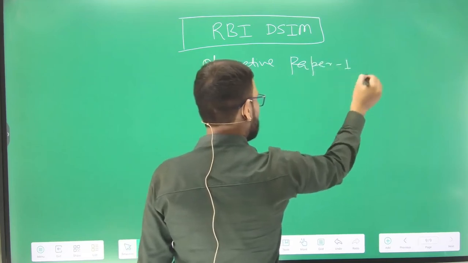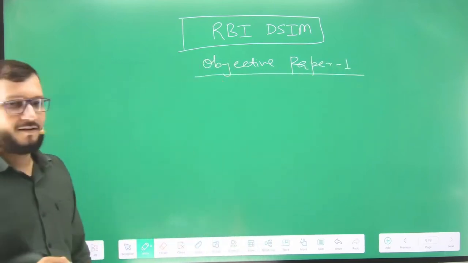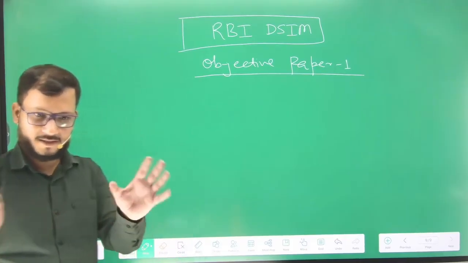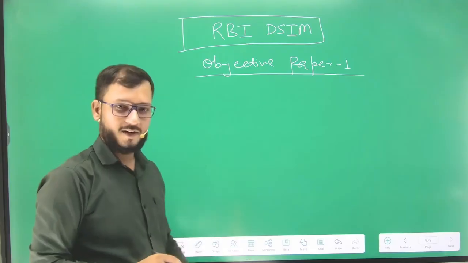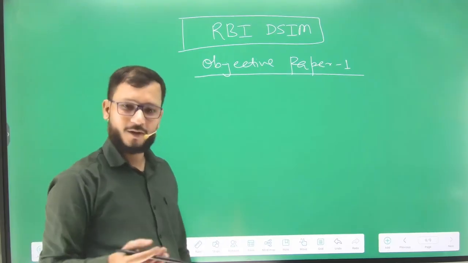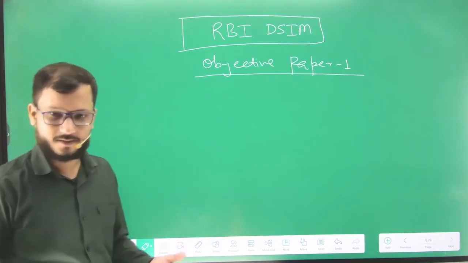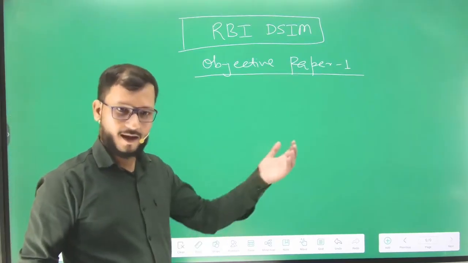Paper 1. Actually, you can attempt the exam on our website. The free trial, at least, you can attempt for the RBI DSIM, and see how many marks you are getting by yourself. It can be minus 86%. Now why, I will tell you.